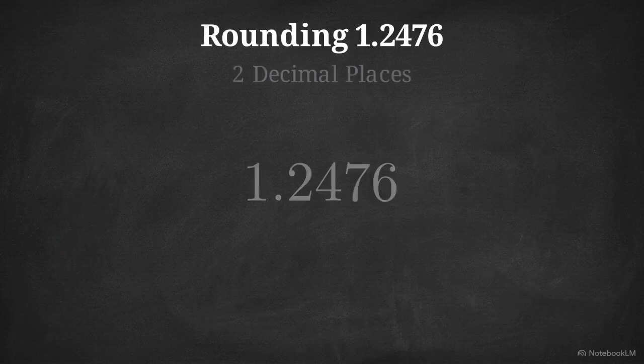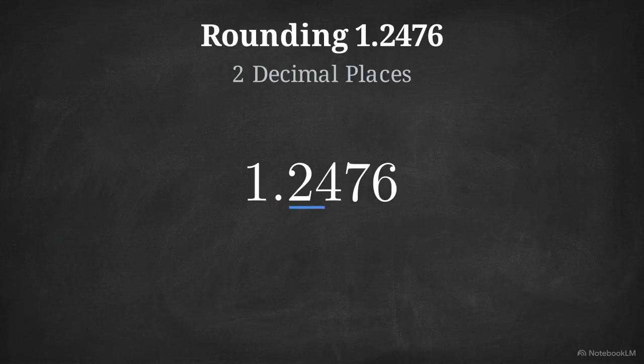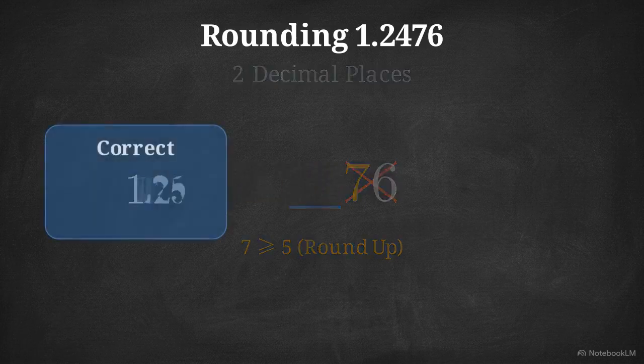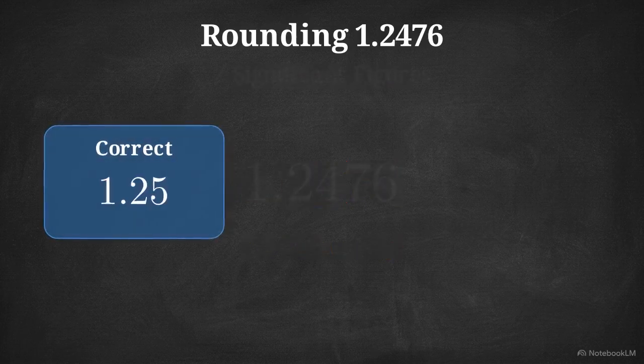We need to approximate 1.2476 to two decimal places. We keep the first two digits after the decimal point, which are 2 and 4. The next digit is 7. Because 7 is 5 or greater, we round the 4 up to a 5. The correct approximation is 1.25.